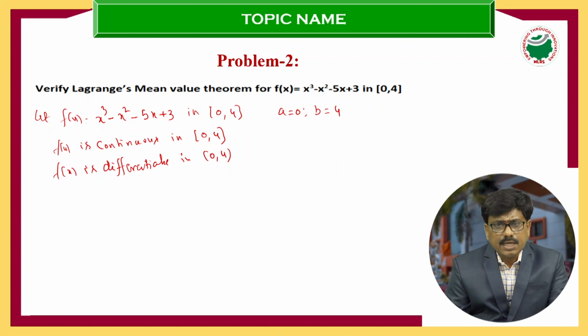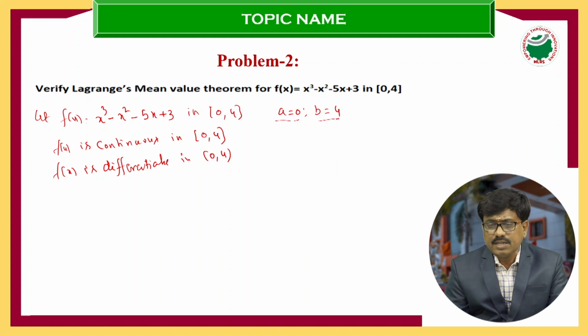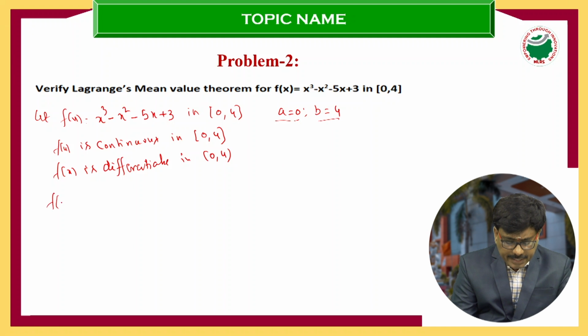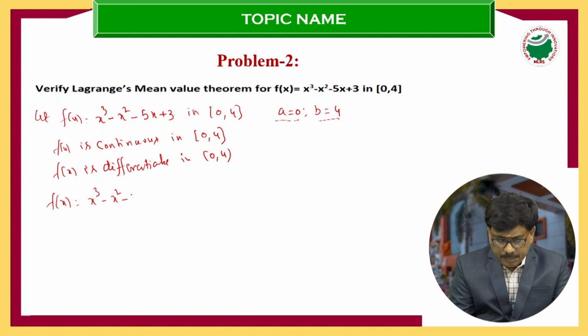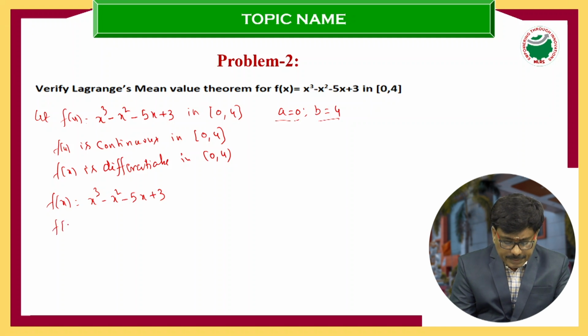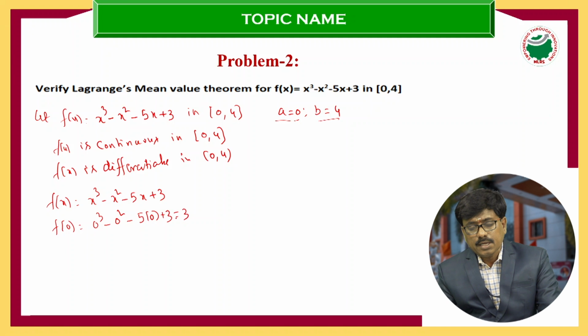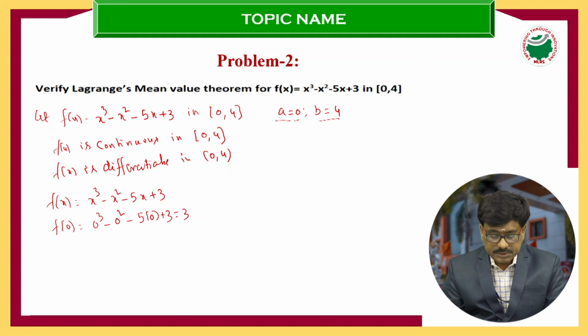We need to calculate f of a value and f of b value. What is the a value? a value is 0, b value is 4. What is the f of x value? x cube minus x square minus 5x plus 3. We substitute x equal to 0: 0 cube minus 0 square minus 5 into 0 plus 3. What is the remaining value? This becomes f of 0, and f of 0 value becomes 3.